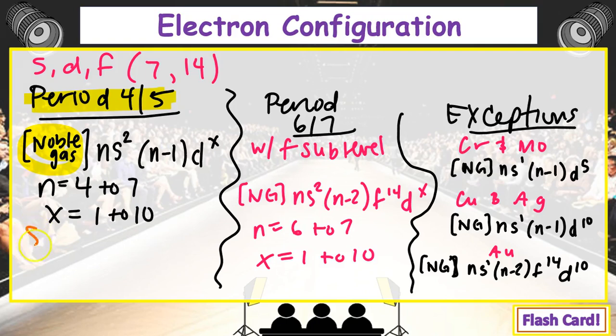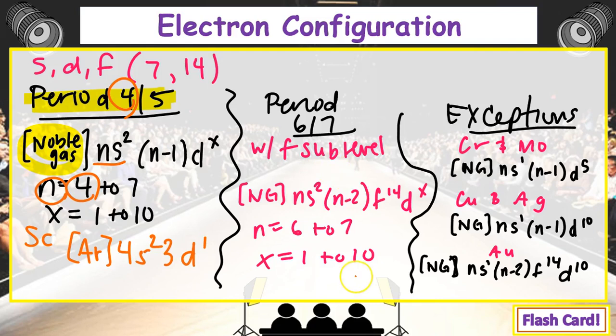So for example, if you're looking at scandium, then you would have your noble gas, which is going to be argon. You would have 4s2 because it's in period 4, so my n will equal 4. n minus 1 is going to be 4 minus 1, which is 3. And then the d electron is going to simply be 1. So it's going to be 4s2 here, and then 3d1. You also can use the number of electrons for scandium, which is 21 electrons. So argon has 18 electrons, 19, 20, 21. So this is going to be the electron configuration for a period 4 transition metal.